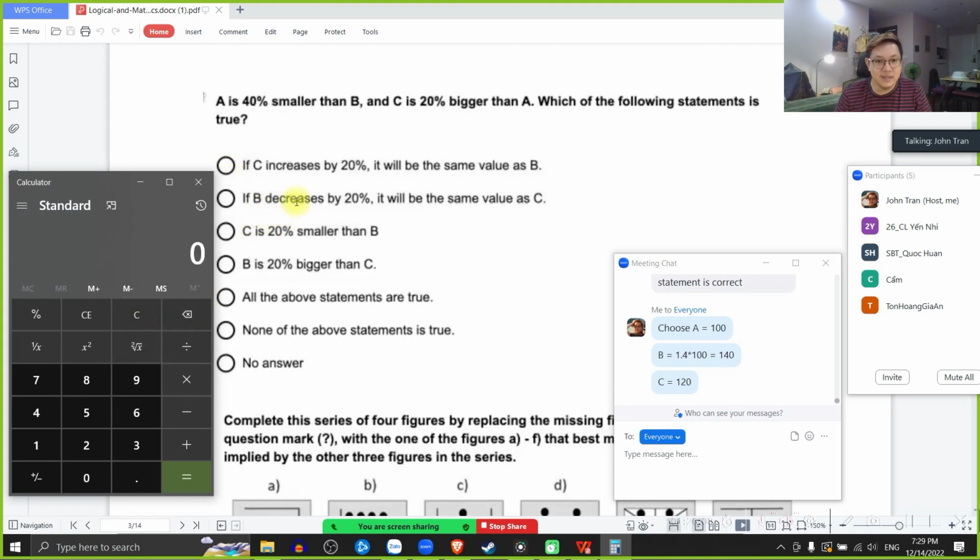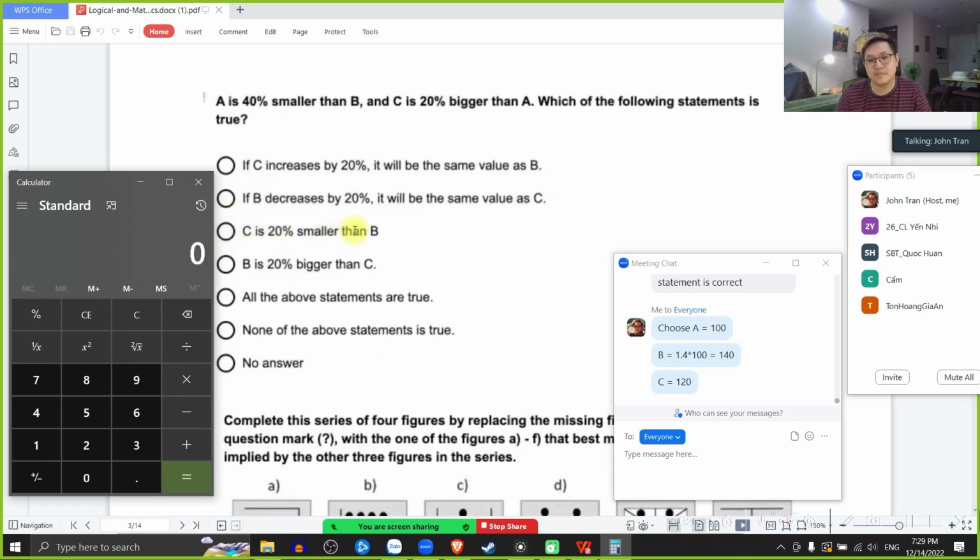Answer B. If B decreases by 20%, nếu cái B giảm 20%, tức là nó còn 0.8 với cũ, so it will be 0.8 of the value from before. Will it be the same value as C? It's not the same, right? 112, 120 đâu bằng nhau đâu, it's not the same. 120 and 112, it's not the same.